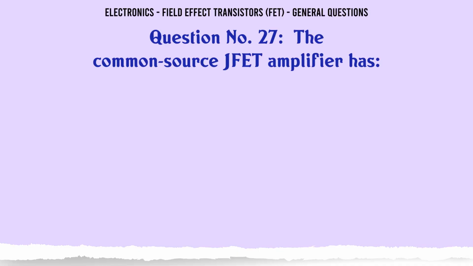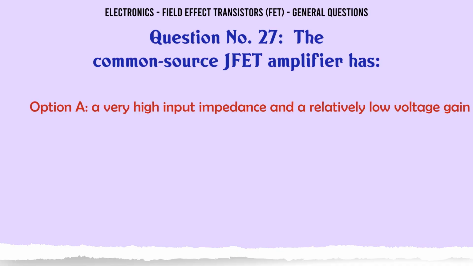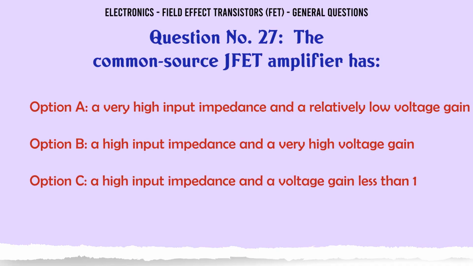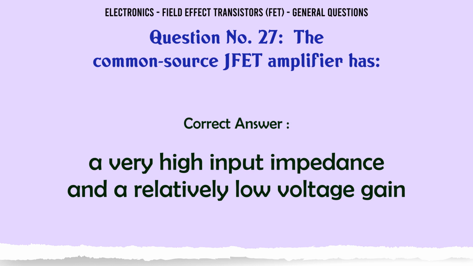The common source JFET amplifier has A. very high input impedance and a relatively low voltage gain, B. a high input impedance and a very high voltage gain, C. a high input impedance and a voltage gain less than 1, D. no voltage gain. The correct answer is a very high input impedance and a relatively low voltage gain.